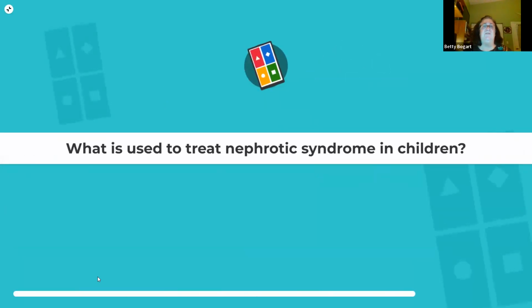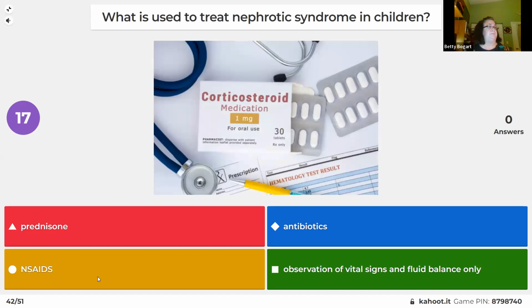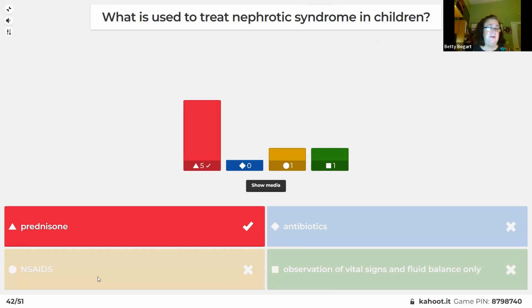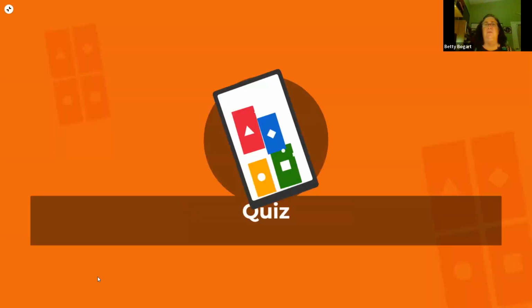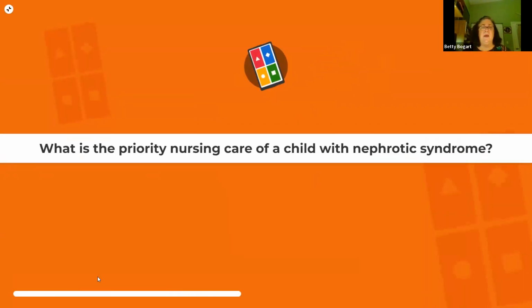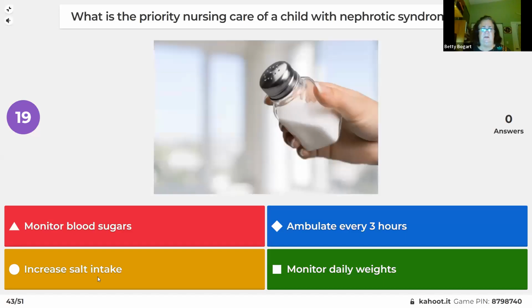What is used to treat nephrotic syndrome in children? And it's prednisone. Prednisone is used because it decreases the inflammation. And then, of course, we're going to get protein back, and then continue on the low salt diet and watching fluid restrictions. What is the priority nursing care of a child with nephrotic syndrome? Priority nursing care.